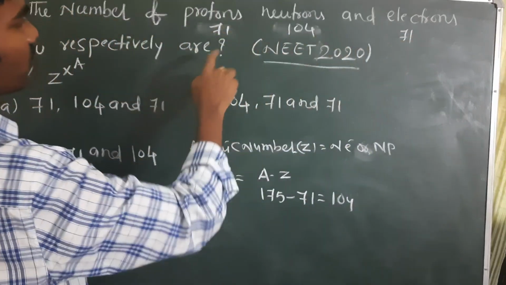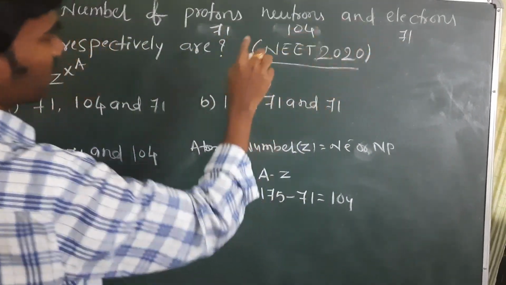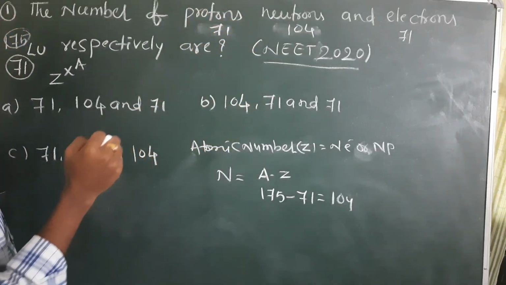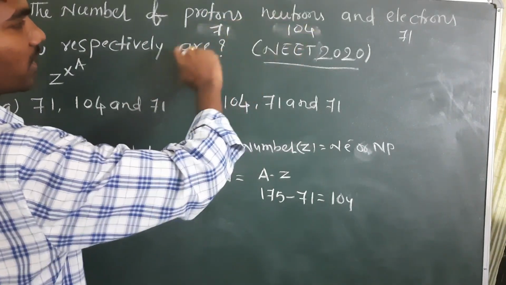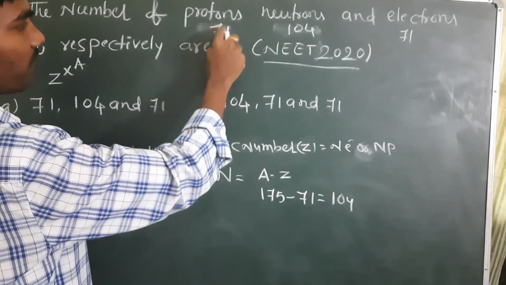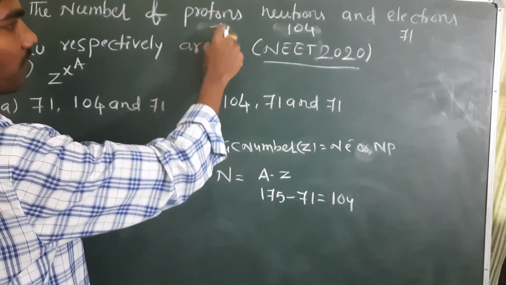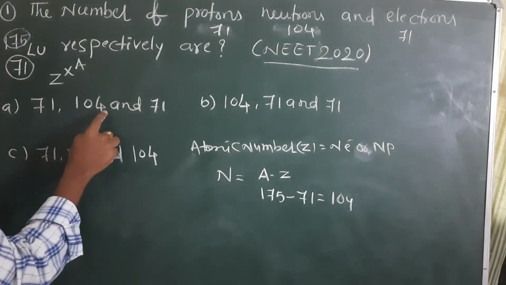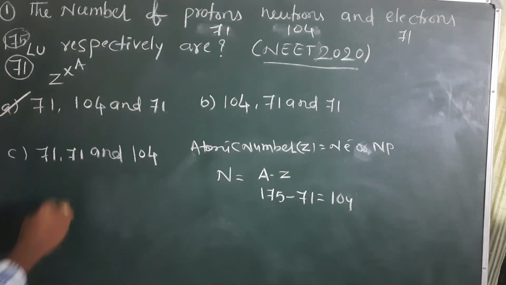So our option should be 71, 104 and 71. This order is important. What they are asking, solving this question is very easy, but here the students will get confused. First they are asking proton, so 71, 104, 71. This order only we have to follow, 71, 104, 71. So this option is right.